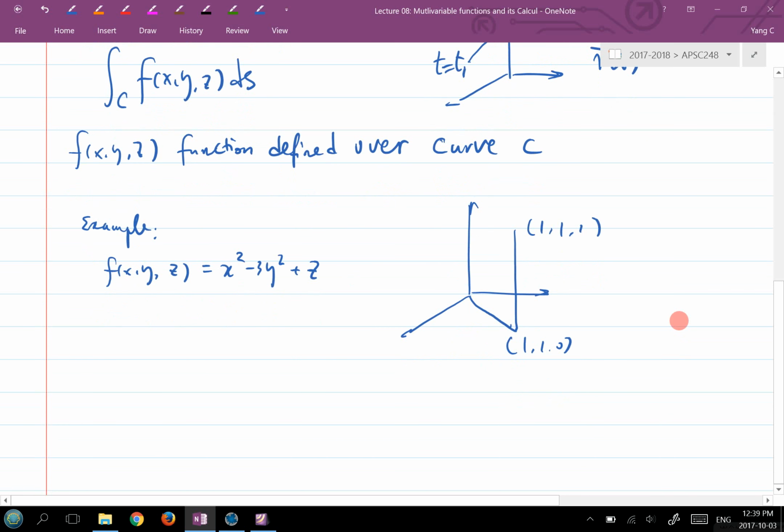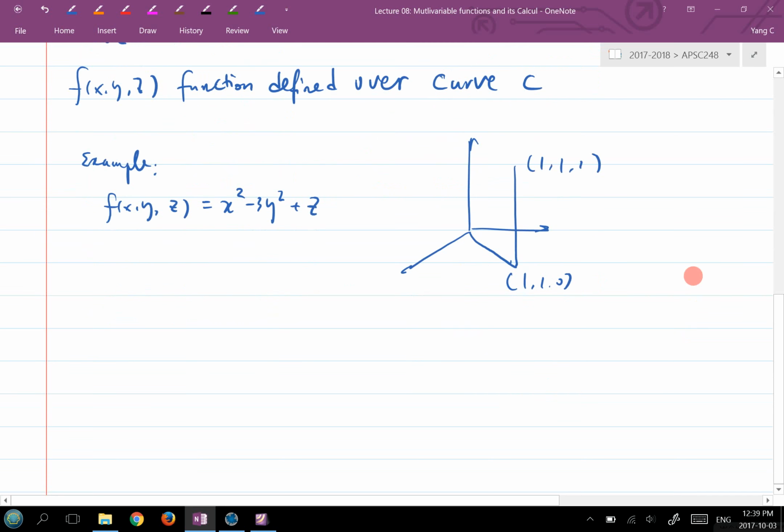Okay, so let's continue here. Let's take a look at the example. This example I didn't get to finish, so let's finish it. It's fairly straightforward. In this case, we're trying to integrate over a curve C, which consists of two segments, curve C1 and curve C2.